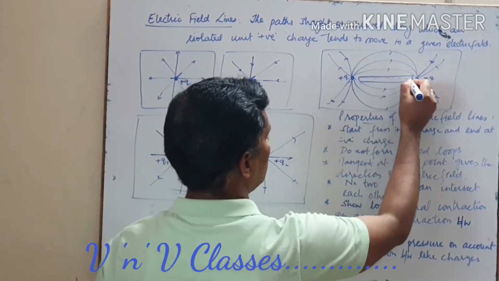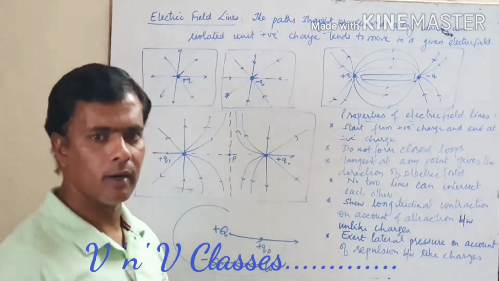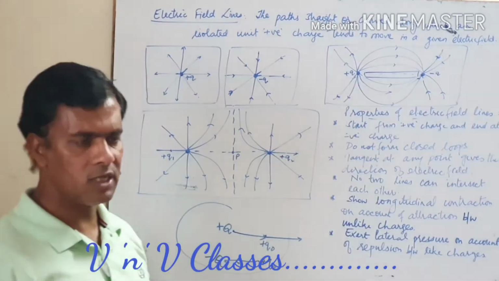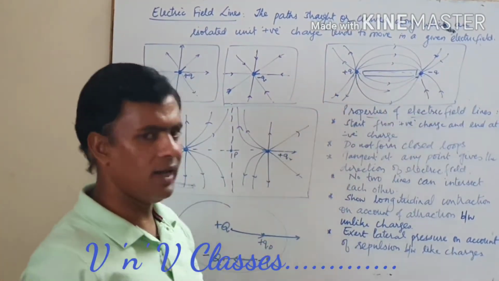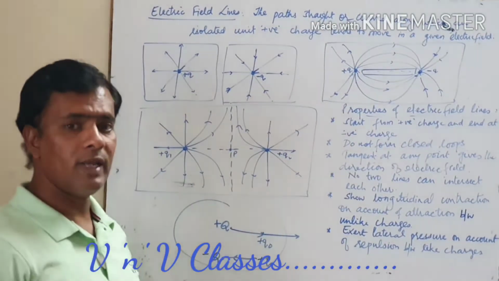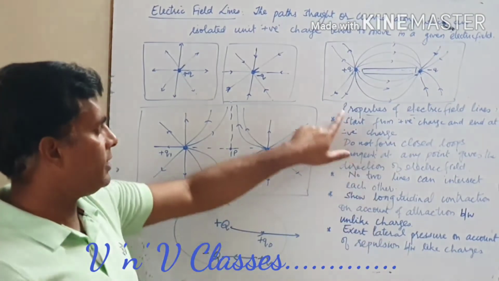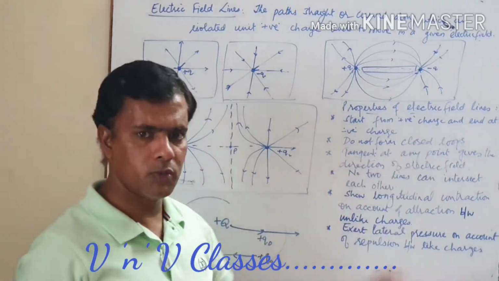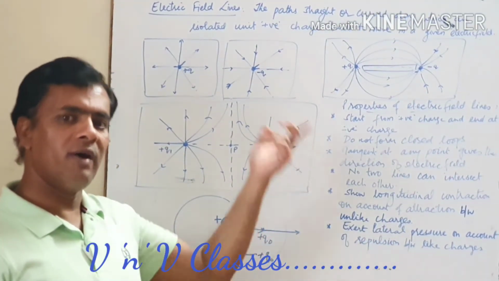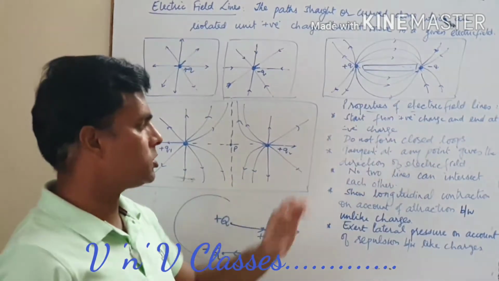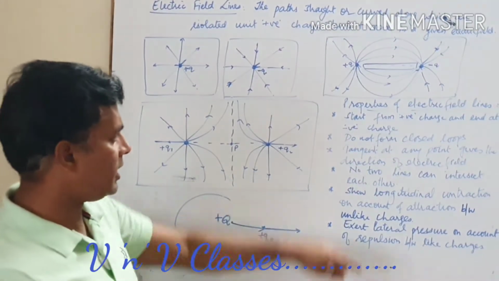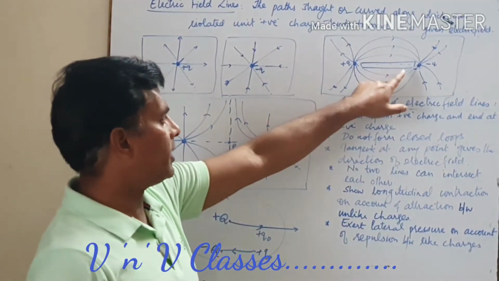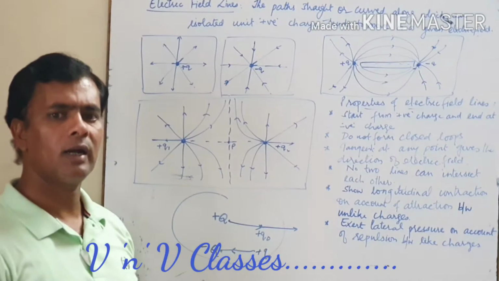Actually, we say they end at the negative charge because the lines of force have no tendency to move across the body of the conductor. That is, they do not form closed loops. This is another property of electric field lines. We will compare this property in the forthcoming videos when we discuss the properties of magnetic field lines, which form closed loops. There we shall discuss why they form closed loops and why this is not a closed loop. Presently they are not forming a closed loop. Remember, they do not extend through the body of the conductor.